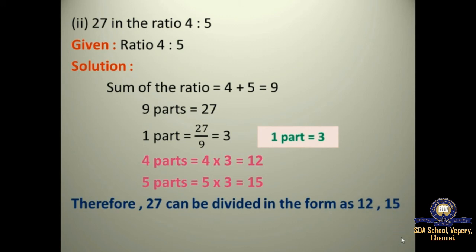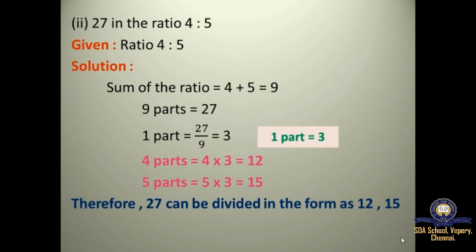Got it, students? The first step is you are going to find the sum, that is 4 plus 5 is equal to 9, and 9 parts is equal to 27. In order to find one part, you will be dividing 27 by 9. That is 3. So one part is equal to 3.